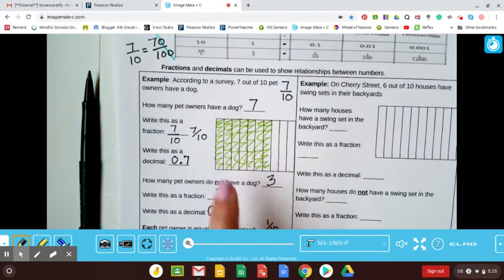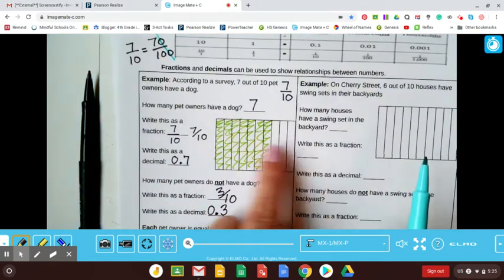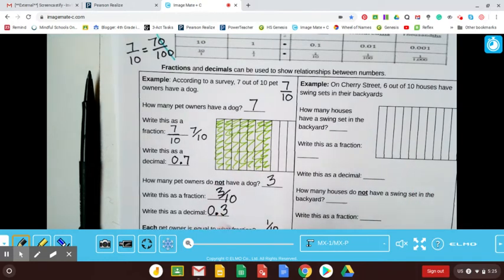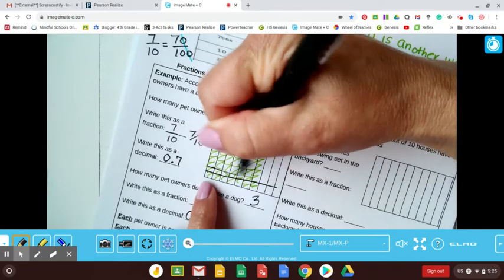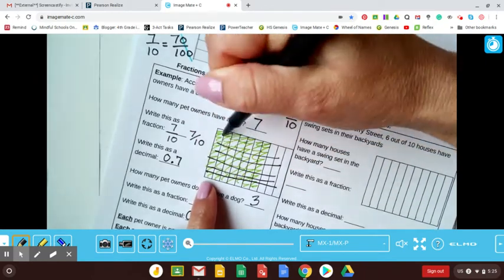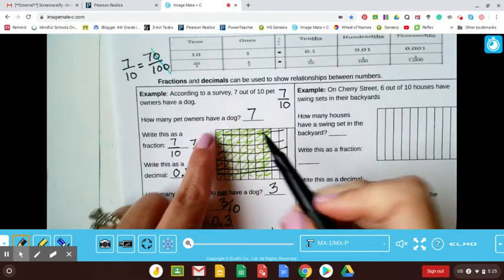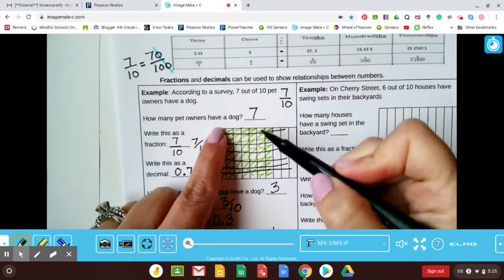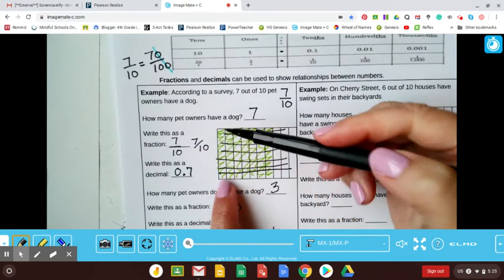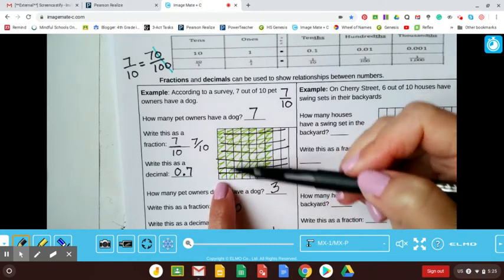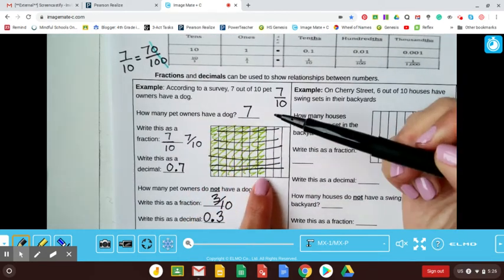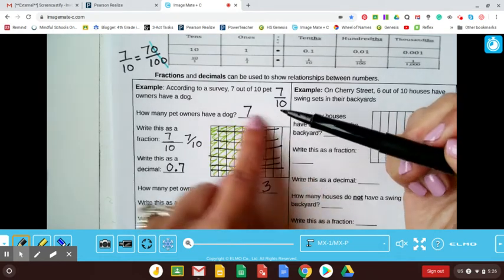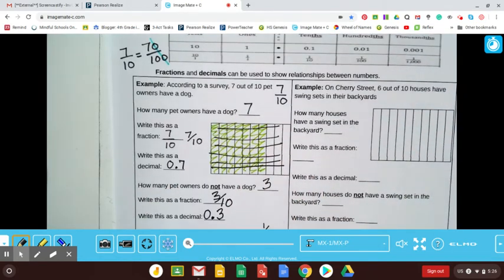And here's why that works. If instead of these being broken up into just tenths, I had this as a hundreds grid, broken up by all these little squares like that, I would still have the same amount of green, but now if I counted all the little squares, I would count 70 of them. So this would be 70 out of 100, and that's why it works.